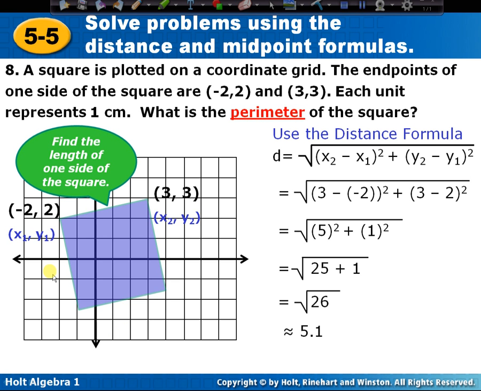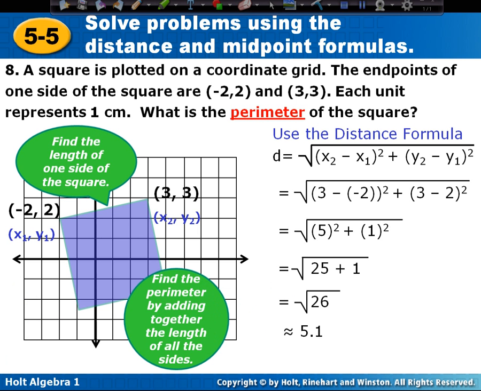And perimeter means that I take all the sides and I add them together. It says find the perimeter by adding together the length of all the sides. So I can either say 5.1 plus 5.1 plus 5.1 plus 5.1, or I can just multiply it by 4. So the perimeter of a square is 4 times the length of the side. So 4 times 5.1 is approximately 20.4 centimeters.